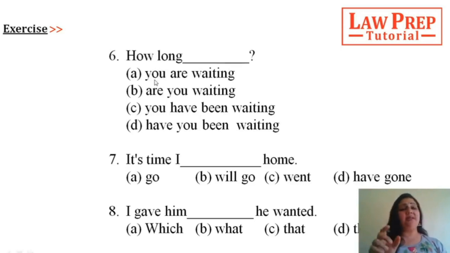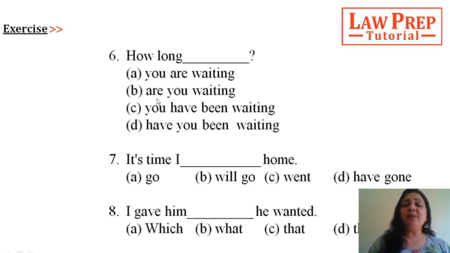Like I make a sentence. How long? Because we need a helping verb. Have you been waiting? How long are you waiting? How long have you been waiting? "How long" is talking of a time period, and we need a helping verb in this case. So the answer would be fourth.